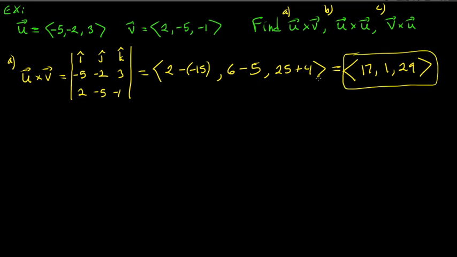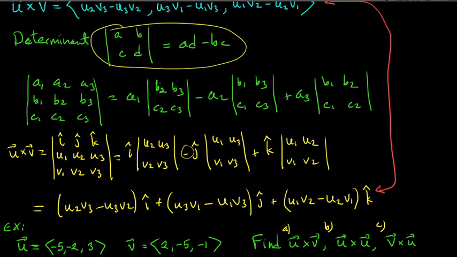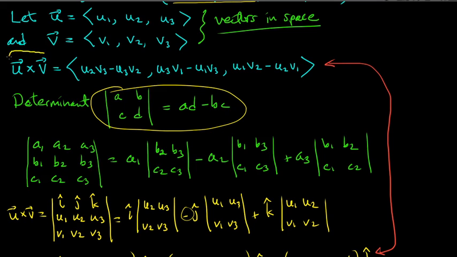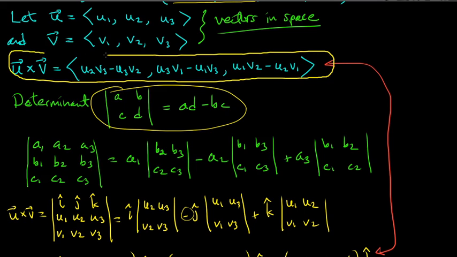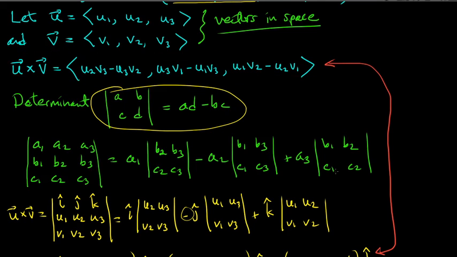So yes, the cross product is not a number. It's not a scalar, it is a vector. You can write it this way, or you can write it as 17i plus j plus 29k. Same thing. Okay, so not hard. Again, if you want to just go back and use the original formula here, be my guest. You should get the same answer either way.